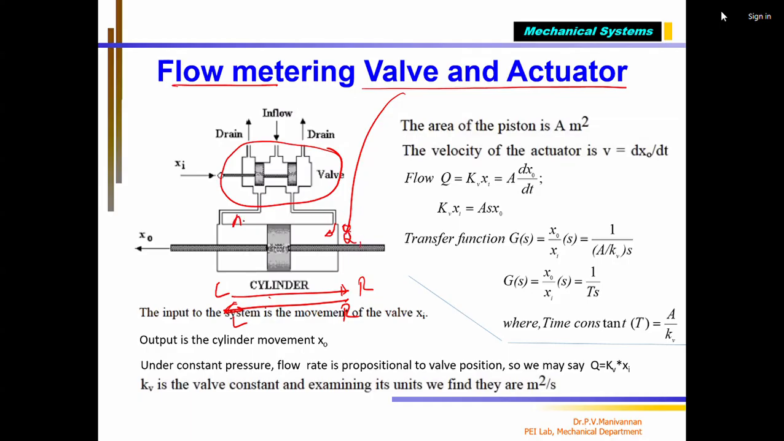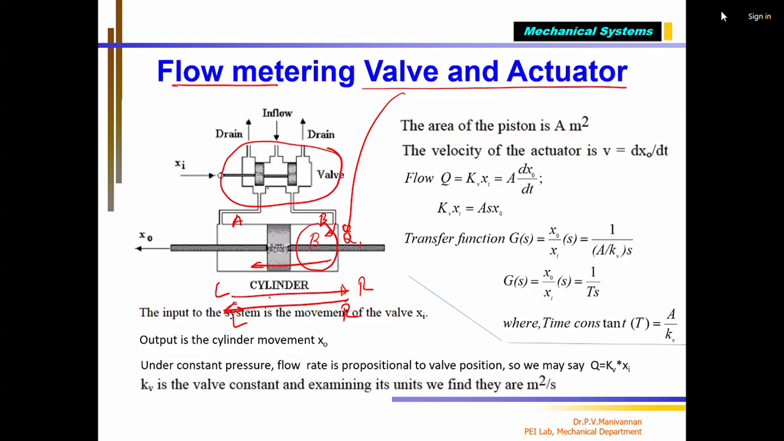For example, this is port A, this is port B. Depending on the direction you want, you have to allow the pressurized fluid to fill the particular chamber. If I fill the particular chamber B with pressurized fluid, the piston will move like this.